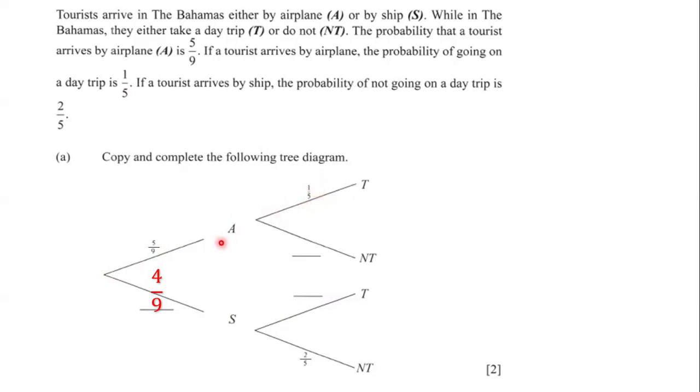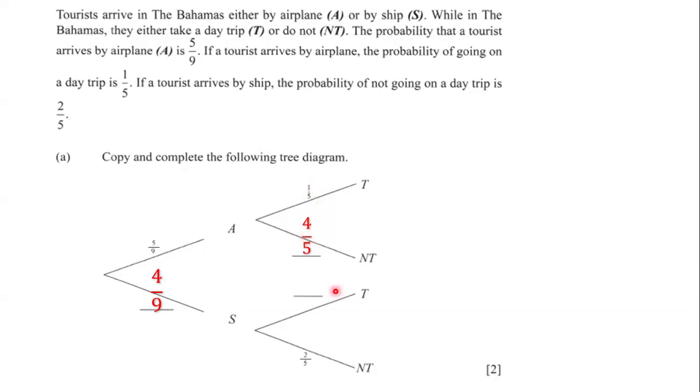Now, what's the probability of them not going on a day trip if they arrive by airplane? Well, that's going to be 4 over 5, because this one is 1 over 5 and the probabilities have to add up to 1. 1 over 5 plus 4 over 5 is 5 over 5, and 5 over 5 is 1. So if this one is 1 over 5, then this one must be 4 over 5.